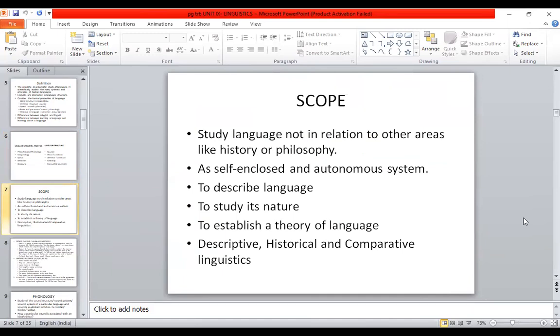So when we study a language, we don't study it in relation to other areas. As I told you some time back, we don't study it as something related to history or science or philosophy or whatever. We study it as an enclosed, autonomous system. That is the scope of linguistics. You study the language itself. You describe the language. You study the nature of the language.